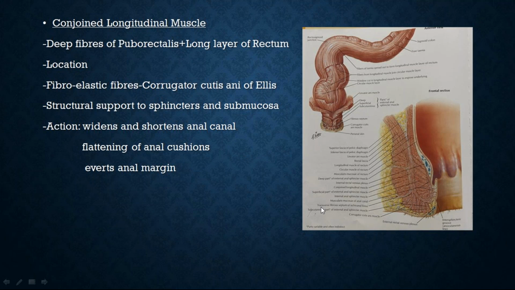Okay, and the main action of this longitudinal muscle is that when it contracts, it causes widening of the anal canal, shortening of the anal canal, and flattening of the anal cushions, and it averts the anal margin. So it is also an important component in defecation. When a person defecates, the mechanism is a shortening of the anal canal, widening of the anal canal, and aversion of the anal margin. So then the person will be able to defecate. That is due to the contraction of this conjoined longitudinal muscle.